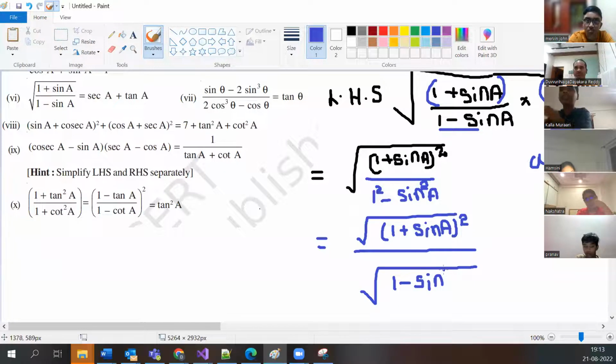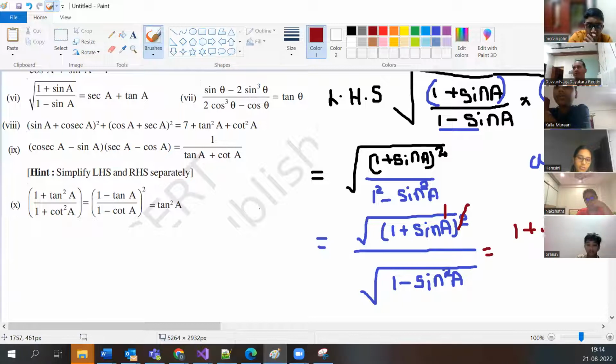What is your observation? What will the numerator become? Nothing to do with trigonometry. The square root gets cancelled, so 1 plus sine A. What about the denominator, children? How can I replace 1 minus sine square A?